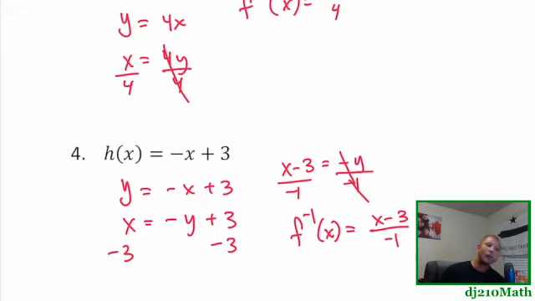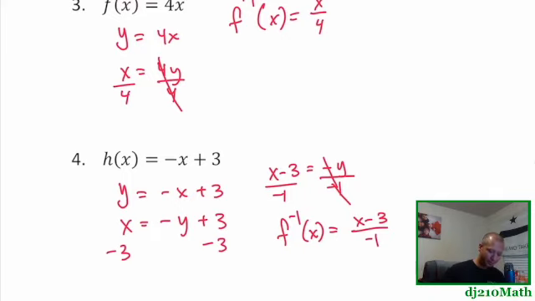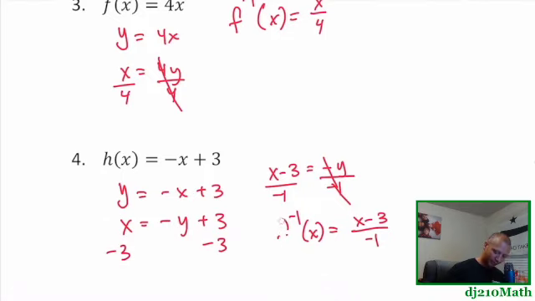Once you isolate y, that last step is to change the notation of y into f inverse. To be correct, technically this is h inverse. Whatever, it's the inverse of the thing we just solved. So h inverse.